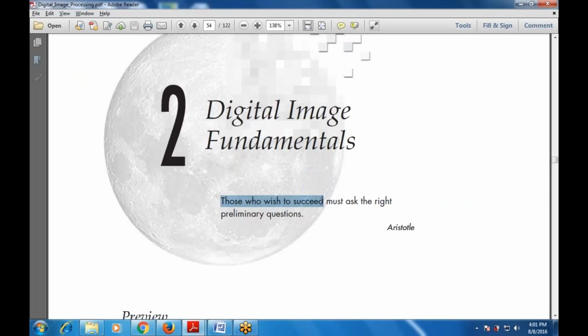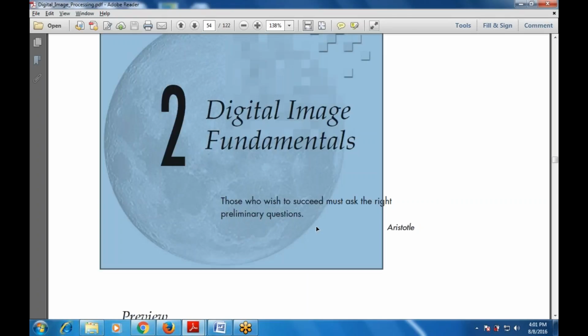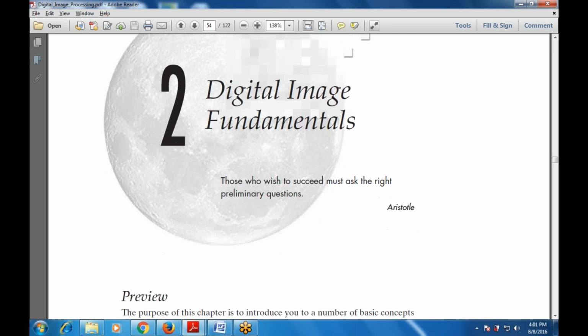So this says that those who wish to succeed must ask the right preliminary question. That is, what are the various basic questions that are available in digital image processing? Those who want to succeed must ask the right preliminary question, the question before the digital fundamentals.